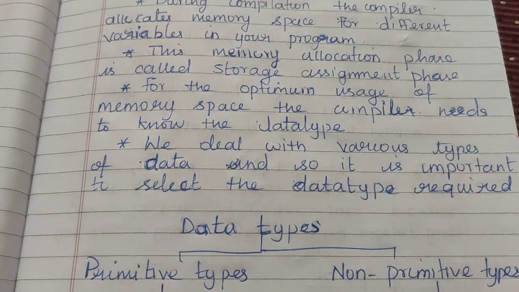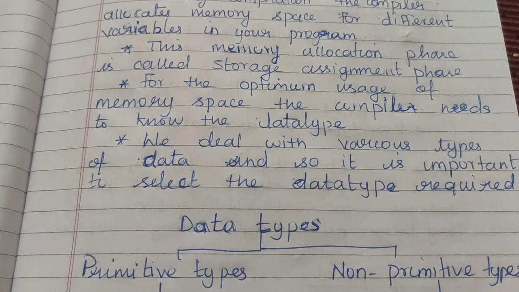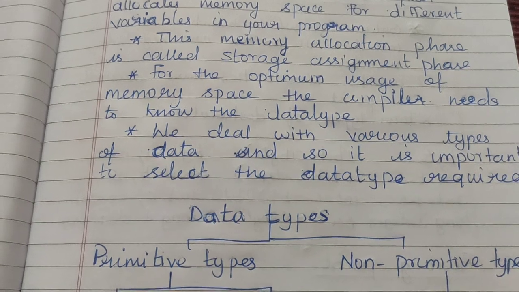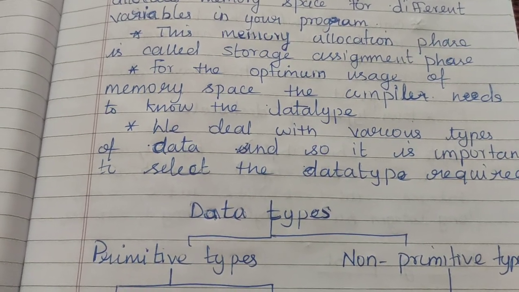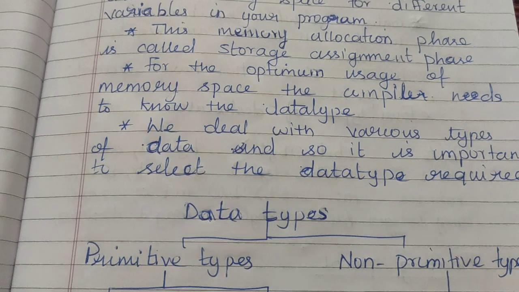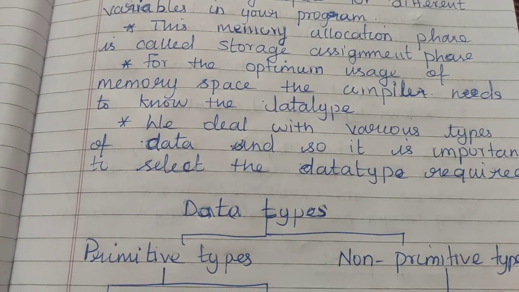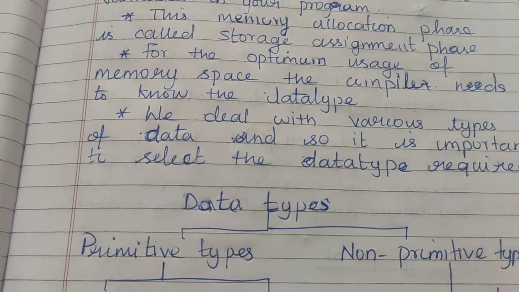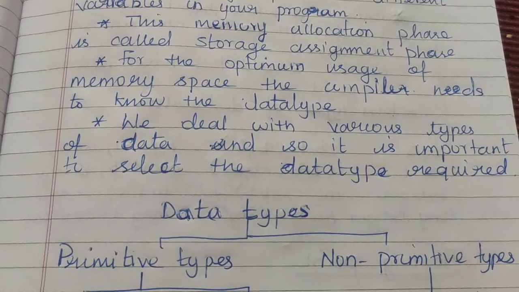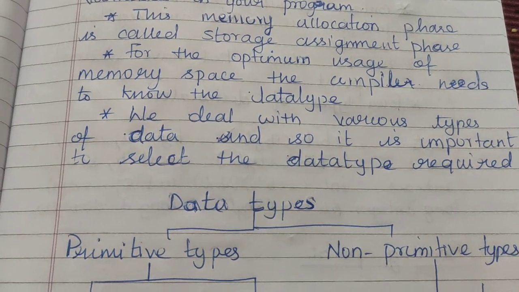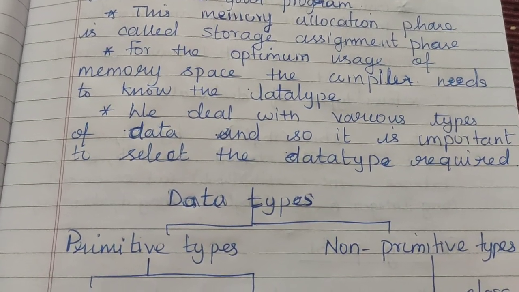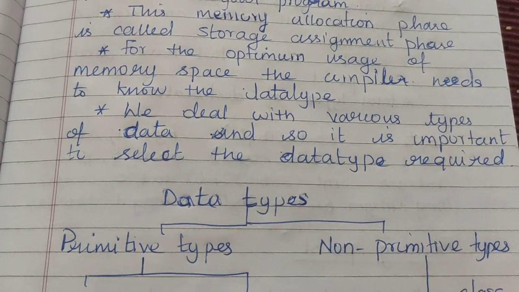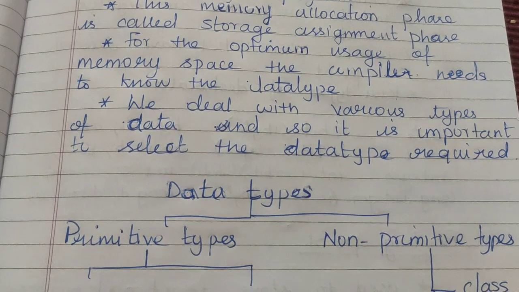For the optimum usage of the memory space, the compiler needs to know the data type. Suppose a single digit can be saved within a byte, but if you declare it as an integer and you are going to save just a single digit, it is a waste of your memory. To save your memory space only, we have these data types. According to what data you are going to save, if you declare that data type, your memory can be saved.